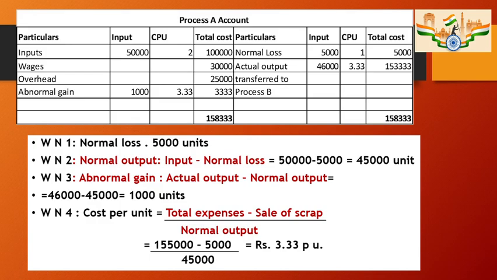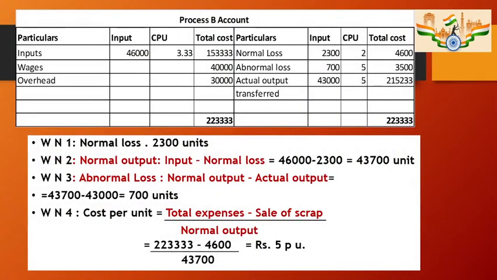Okay, so now we'll move to process B. Process B account. So here inputs from process A are 46,000 units. So cost per unit is 3.33, total is 153,333. Wages 40,000, overhead 30,000. So here normal loss is given 2,300 units, into 2, that is 4,600. Then we are calculating over here, normal loss is 2,300 units. Normal output equals input minus normal loss. 46,000 minus 2,300, that is 43,700 units.